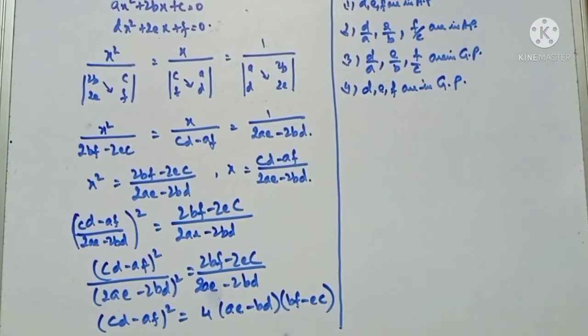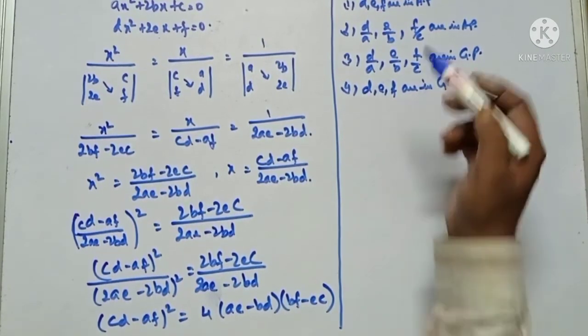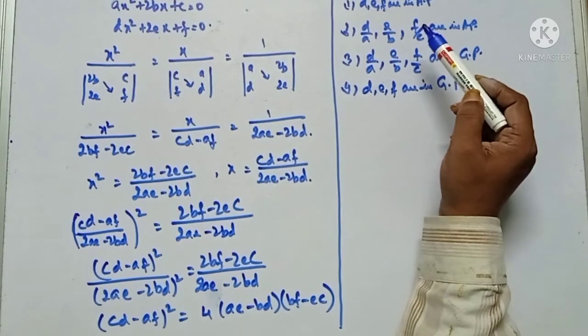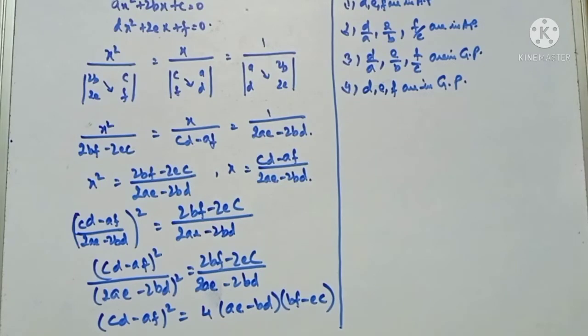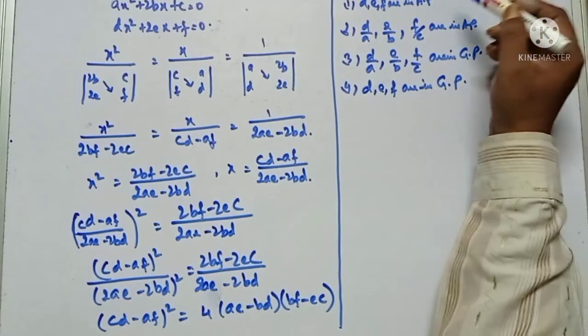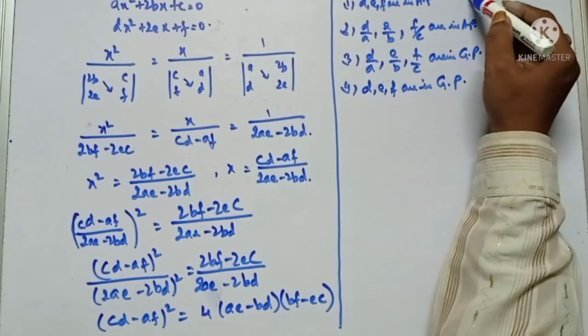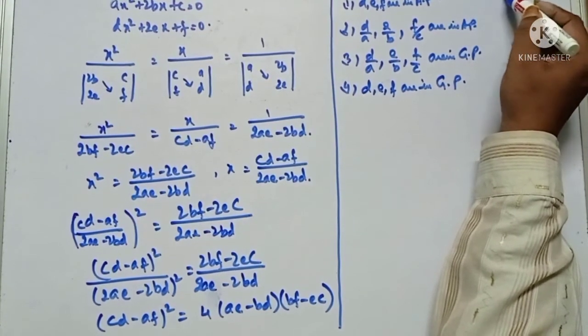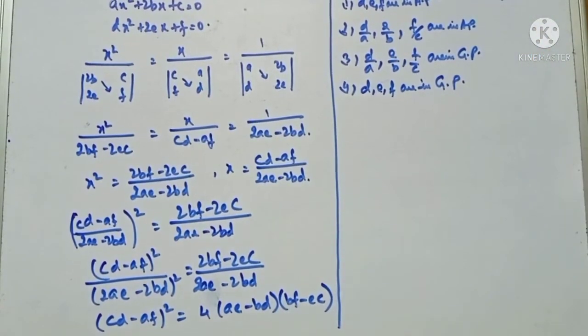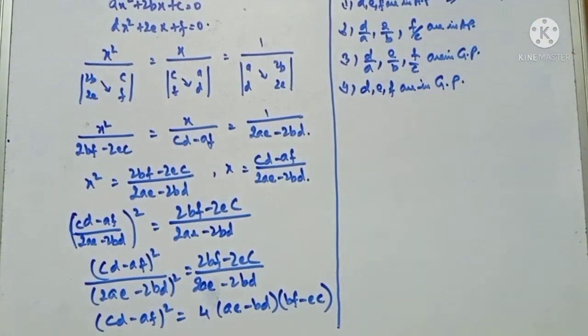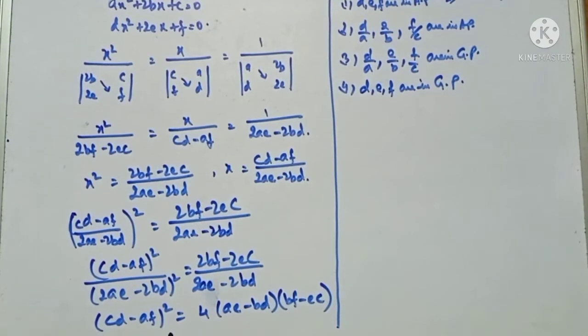Now I have reached this stage. Now you have to use your own idea about which option might be correct, which option will be able to satisfy this. If you take the first option, D, E, F are in AP, that means E minus D is equal to F minus E. From here you can't draw any conclusion.